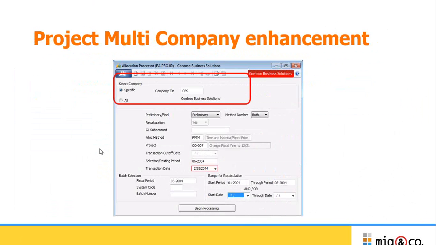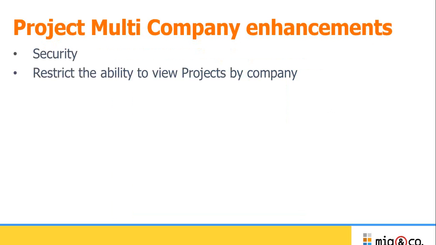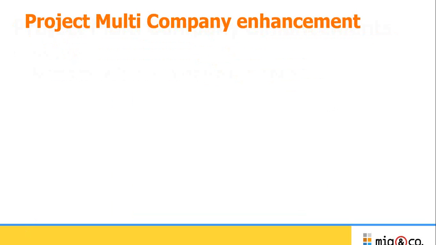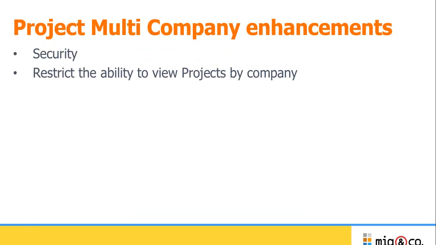As you can see, instead of it defaulting to just the company that you were in, now you can use a specific company, another company, or all companies and run the process in that. Essentially, in that security also, once you set up a user for a specific company, they can only see the project information for that company based on the role. Okay.